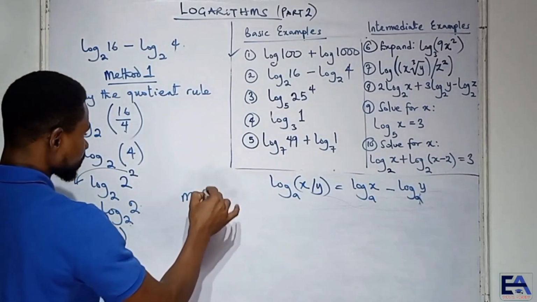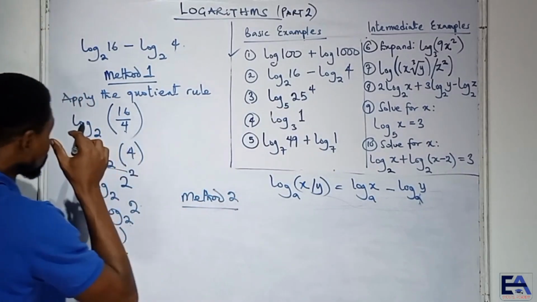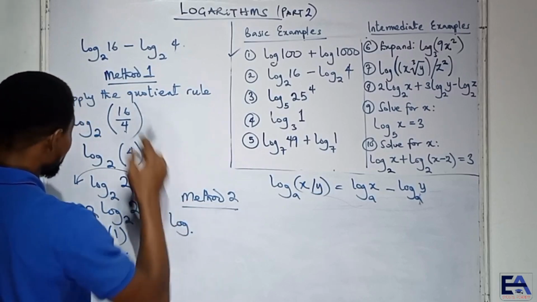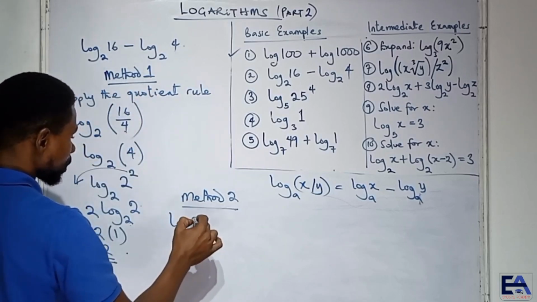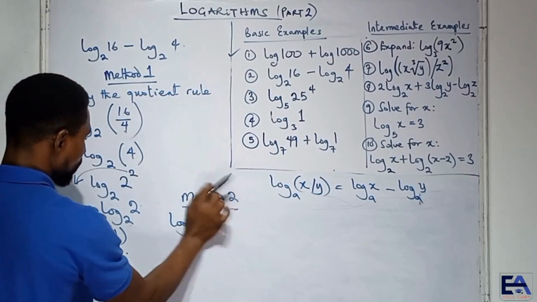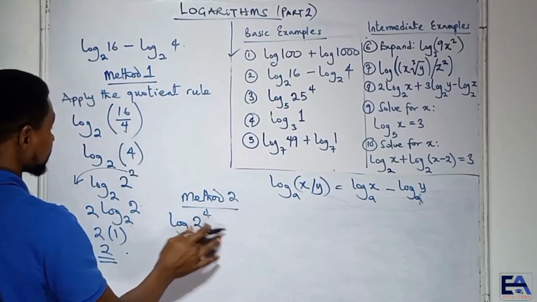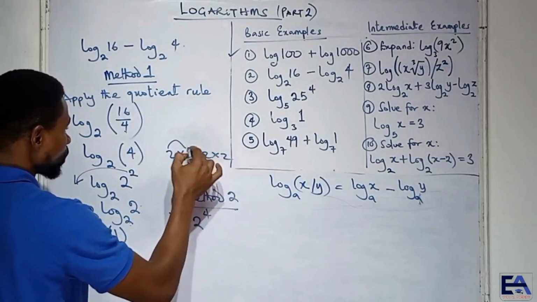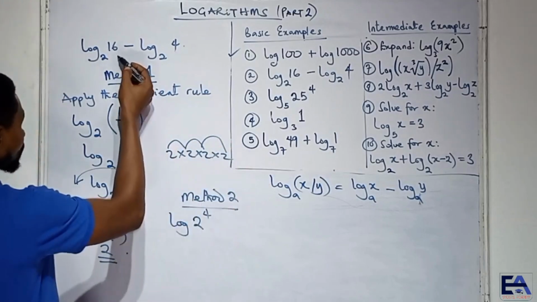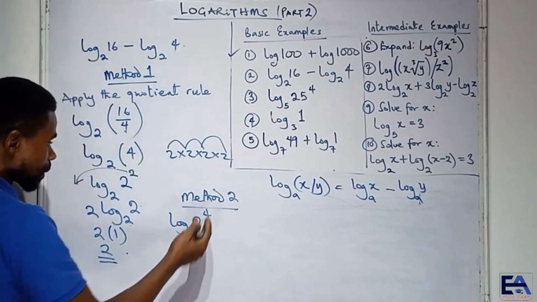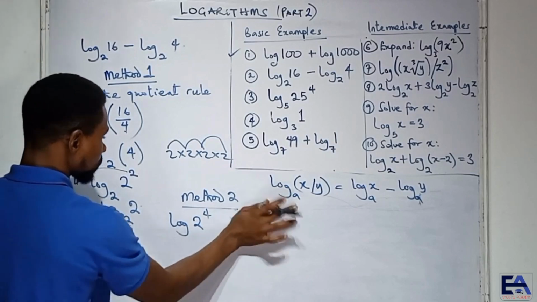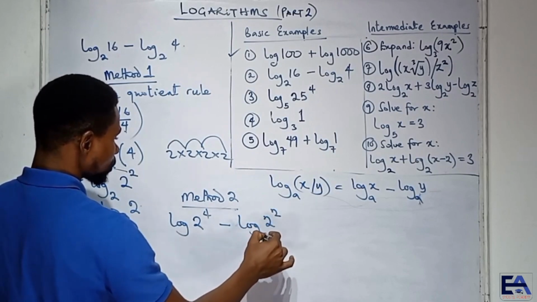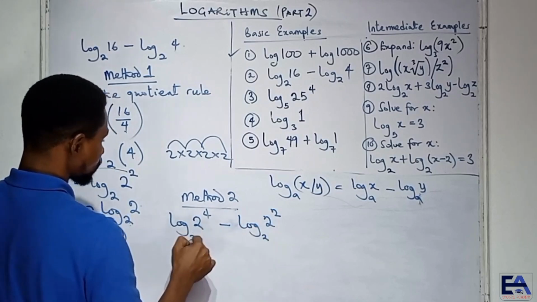If you want to use another method, solve them separately. So you convert log 2, 16, you make it become log 16 to base 2. You make it become log 2 raised power 4, because 16 is the same thing as 2 raised power 4. That is 2 times 2 times 2 times 2 in 4 places. 2 times 2 is 4, 4 times 2 is 8, 8 times 2 is 16. So instead of writing 16, you have 2 raised power 4. So having 2 raised power 4, you have minus log 2 raised power 2 to base 2.